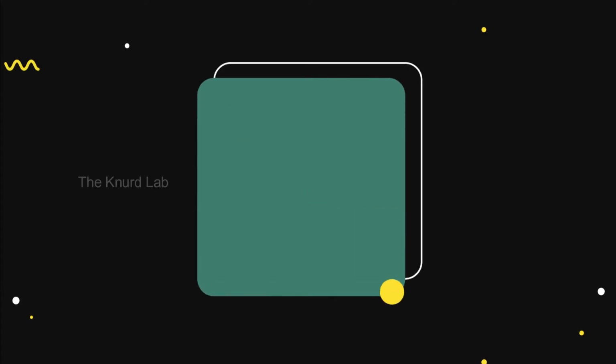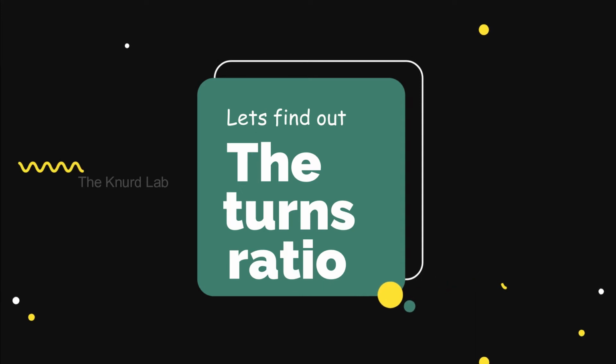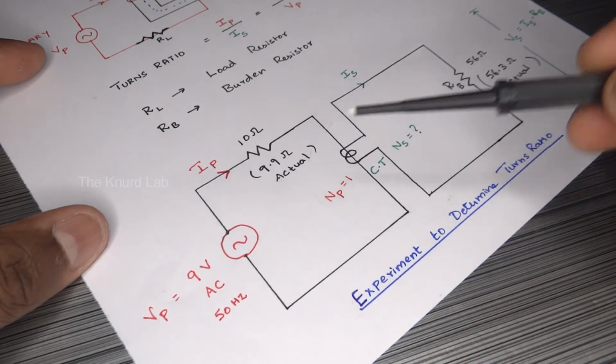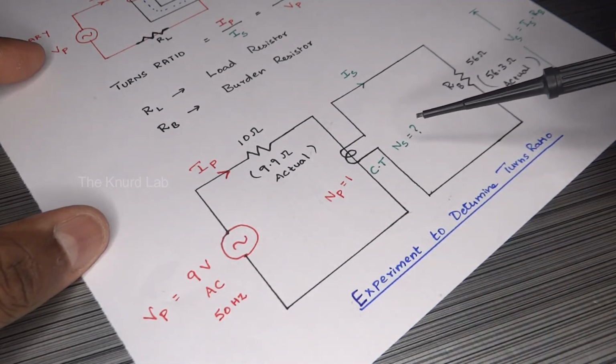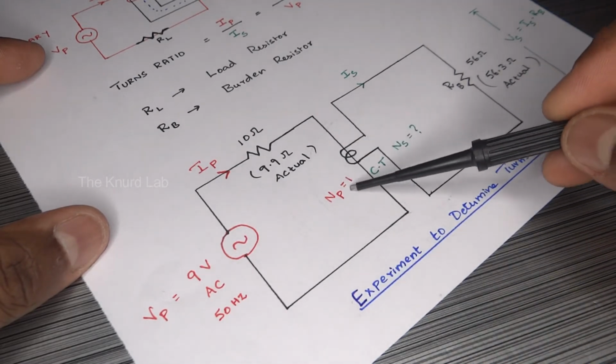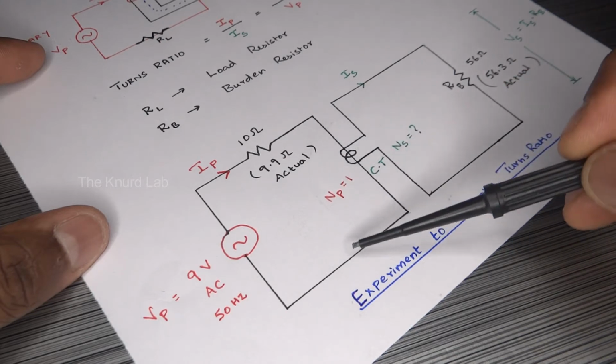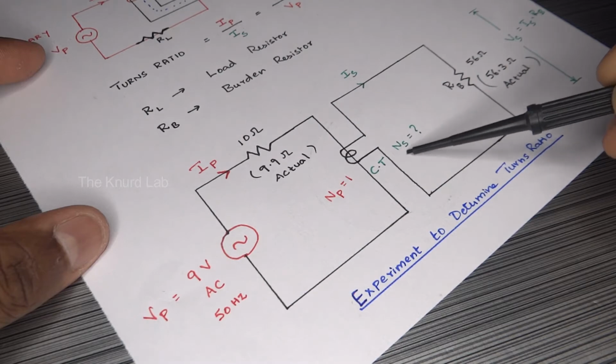Now let's see how we can experimentally find out the turns ratio of the CT. For safety reasons, I used 9V AC to power a 10 ohm load, and by using a known burden resistance, we can easily calculate the primary and secondary currents using Ohm's law. With that being said, we are now in a position to find out the turns ratio of the current transformer.